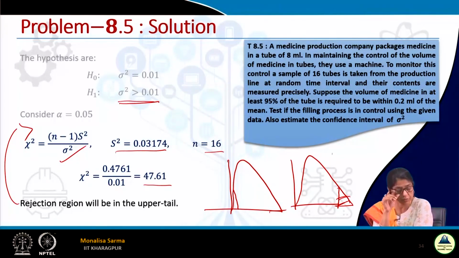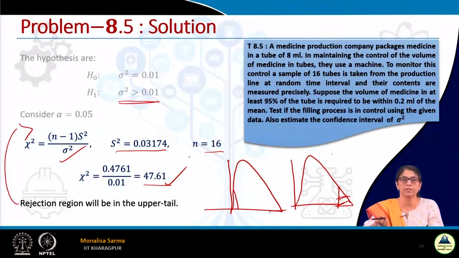So basically we have to find out what is the rejection region taking the significance level of 0.05, because it is one tail, we will not do alpha by 2, but it will be 0.05. What is the chi square value for alpha 0.05 with degrees of freedom? How much was the degrees of freedom? 15. For 15 degrees of freedom and alpha equal to 0.05, we will find out what is the chi square value, that is the rejection region. So if the test value is greater than the rejection region value, then we reject the null hypothesis.